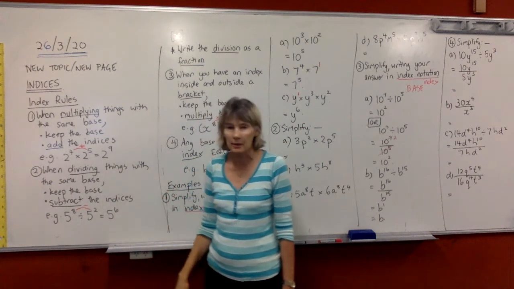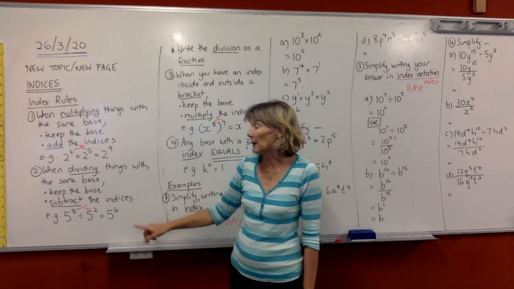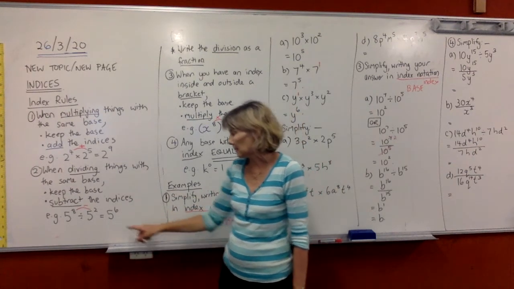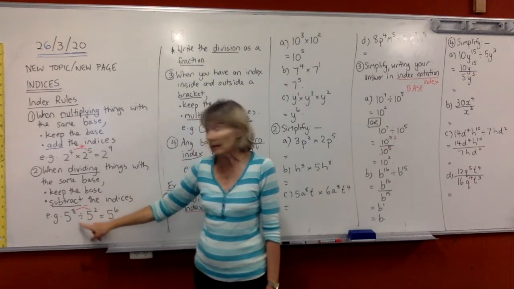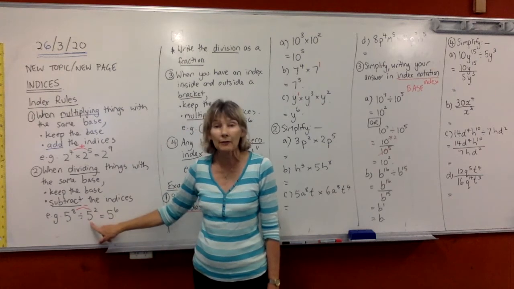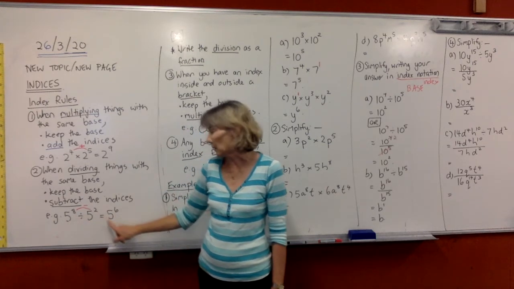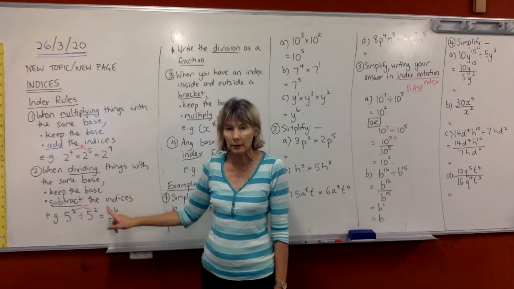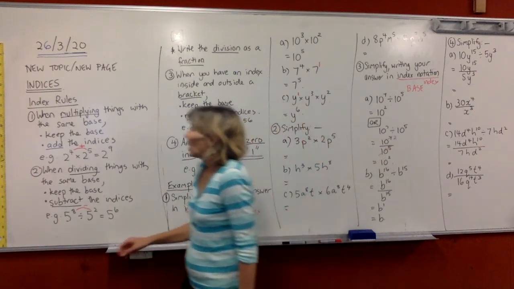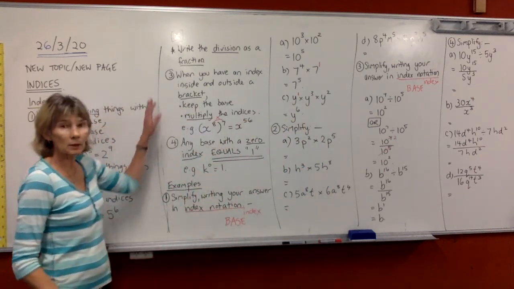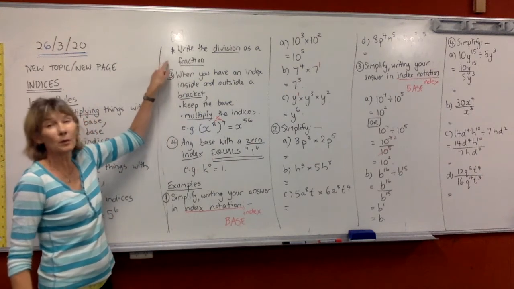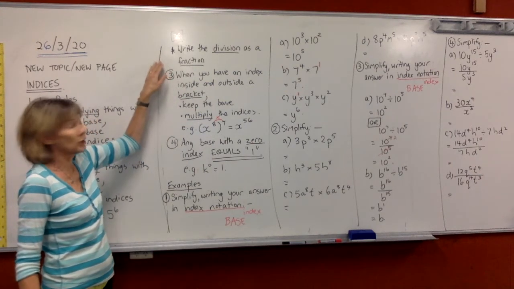When you're dividing things with the same base, keep the base and subtract the indices. So if we're doing this question here, they've both got a base of 5 and we're dividing, keep the base of 5, subtract the little numbers. Also with divisions, I will normally get you to write the divisions as a fraction, so we'll get to that in a minute.